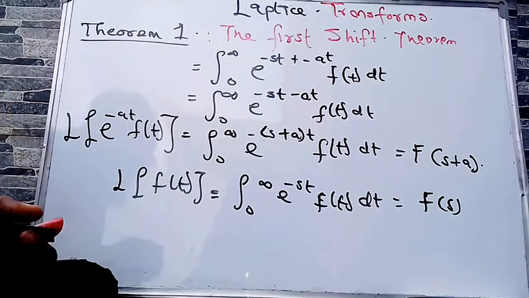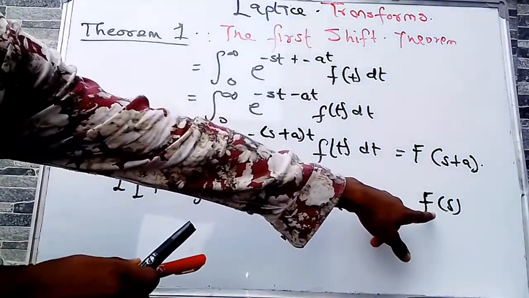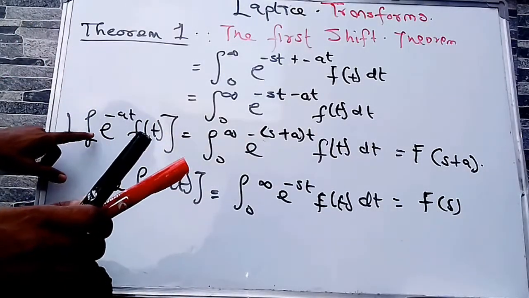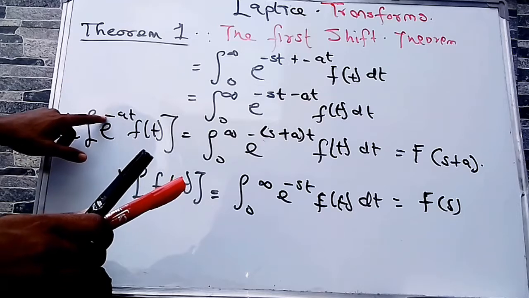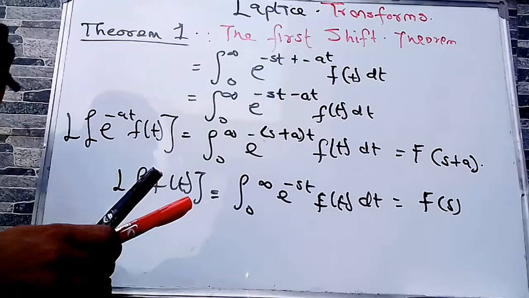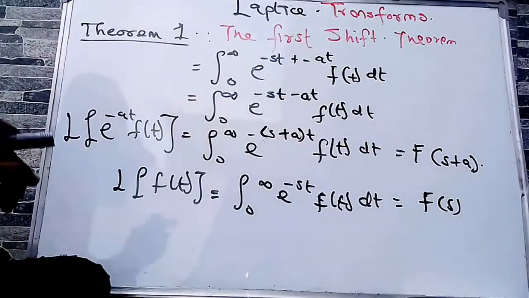So the shift theorem says if the Laplace of a function of t, which is this, will give us a function of s, then the Laplace of the exponential of minus a t, where a is a constant, times a function of t will give us a function of s plus a. So now let's take an example.